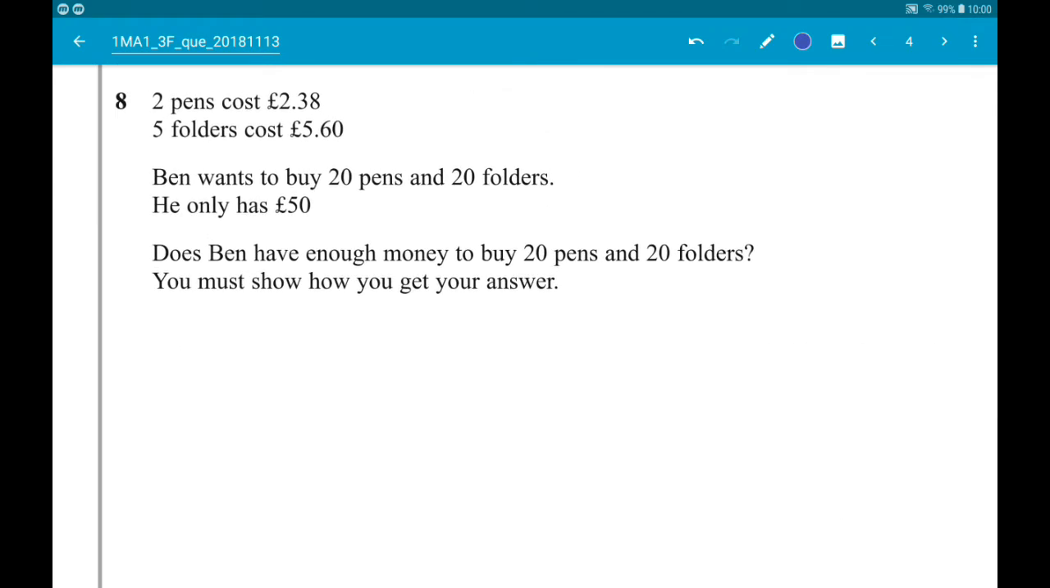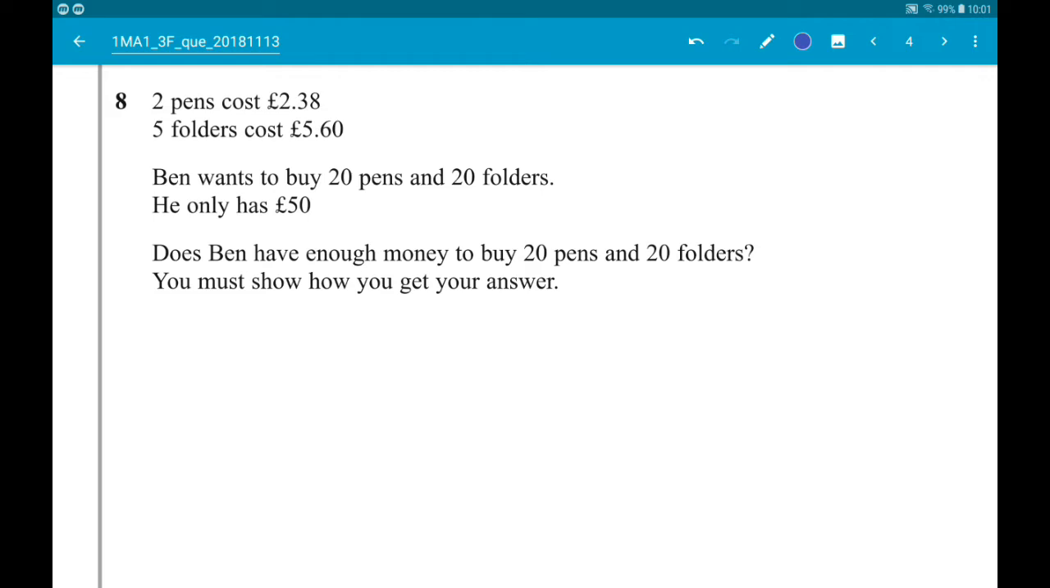Okay, number 8. We are told 2 pens cost £2.38. 5 folders cost £5.60. Ben wants to buy 20 pens and 20 folders. He only has £50. Does Ben have enough money to buy 20 pens and 20 folders? You must show how you get your answer.